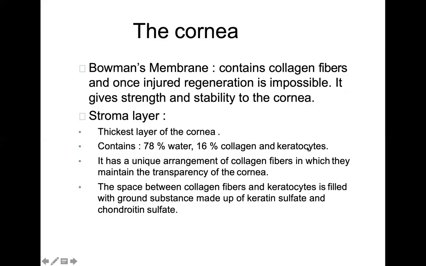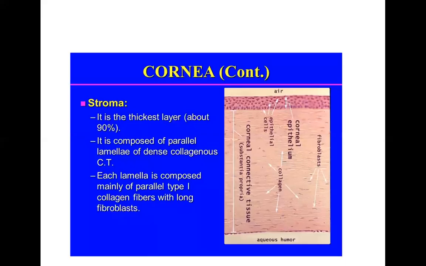Now, the collagen fibers of the stroma have a unique arrangement, and this usually causes the transparency of your cornea. Okay, so the spaces between the collagen fibers are also made up of your keratan sulfate and your chondroitin sulfate. So this is your stroma.